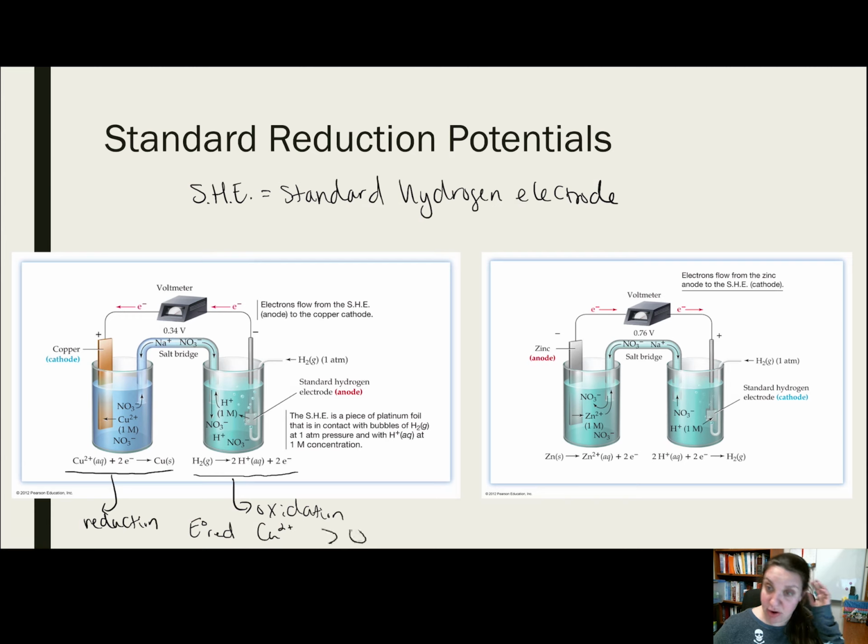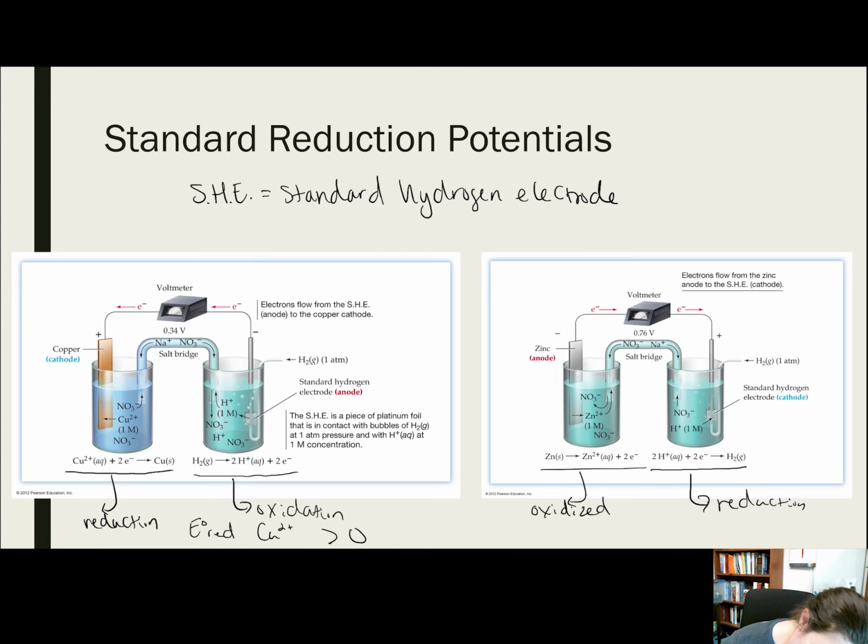If we compare another thing, such as zinc, we see that H plus is being reduced in this case, and zinc in this case is being oxidized. Because we have the reduction of H plus in this case, we would say that our zinc is harder to reduce than H plus, so our reduction potential of zinc 2 plus is less than 0.